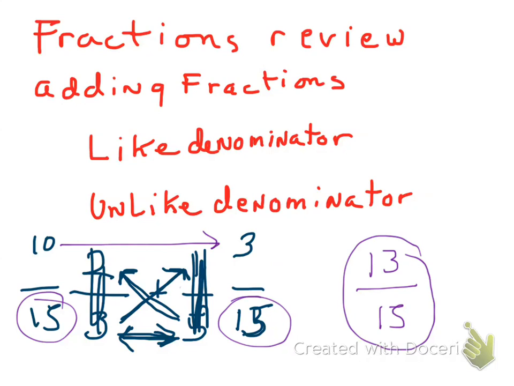Now don't forget this last step. You have to look and see if that can be reduced to a simpler form. If it can, you have to reduce it to its simplest form. If it can't be, as in this case, because you have 13 here, which is a prime number, you can't divide 13 by anything but itself and 1, you're going to leave it as it is. Okay? So that's the way we do it.